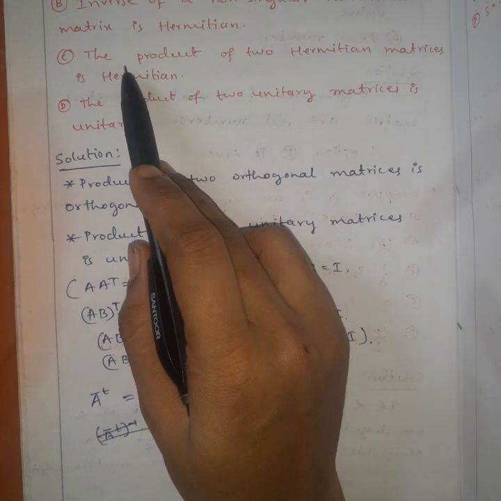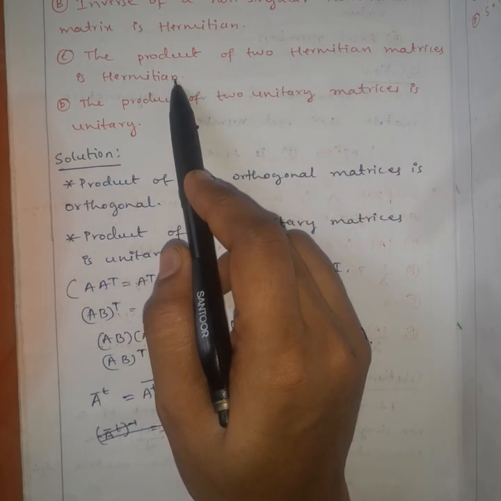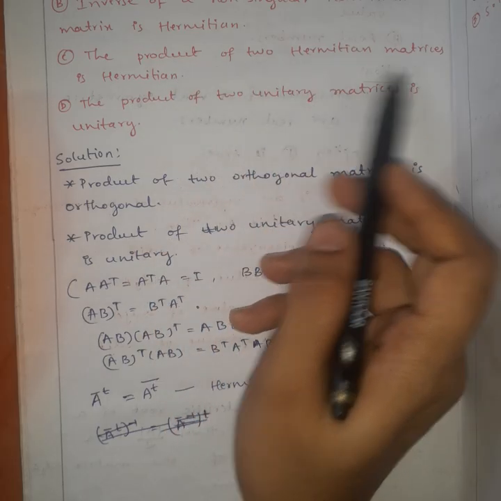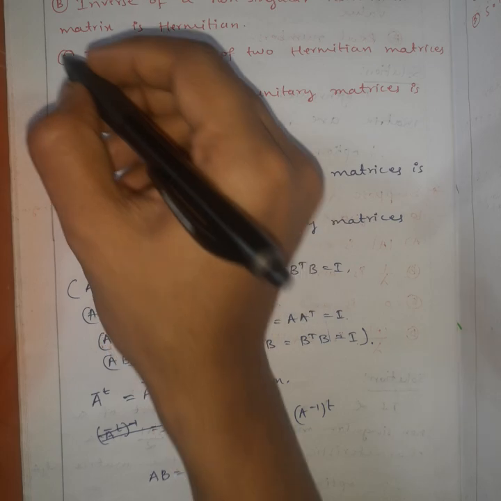Therefore, the only false statement is that the product of two Hermitian matrices is Hermitian. Okay, this is the false statement. The product of two Hermitian matrices will be Hermitian if and only if they commute. That is, if A and B are any two Hermitian matrices and AB is equal to BA, then the product of the Hermitian matrices will be Hermitian. So the false statement here is this one.